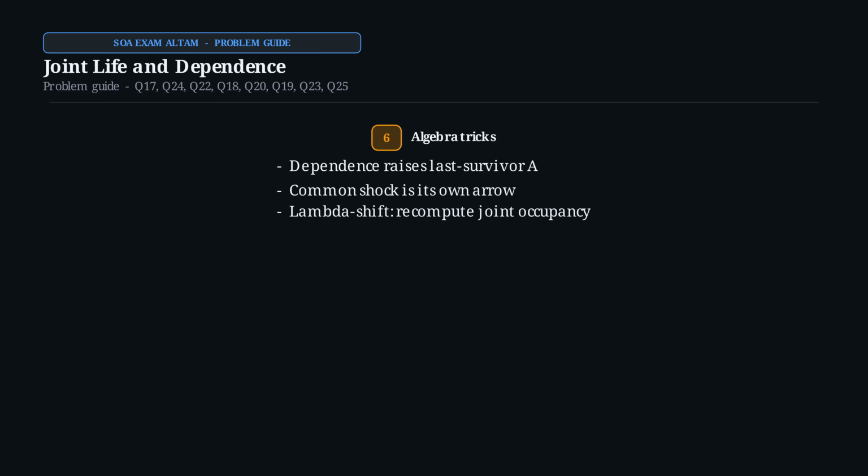Algebra tricks. Dependence raises last survivor insurance because the second death comes sooner. Common shock is a direct both dead arrow. Do not hide it inside the single life forces. Broken heart means the widow force exceeds the original single life force. When they add lambda to every living intensity, first death insurance is 1 minus delta times the joint occupancy annuity on the new forces. Keep UDD on the fractional age sketch. Do not mix it with constant force unless told.